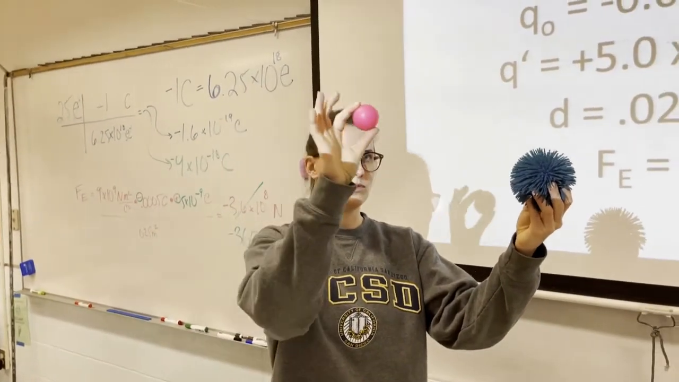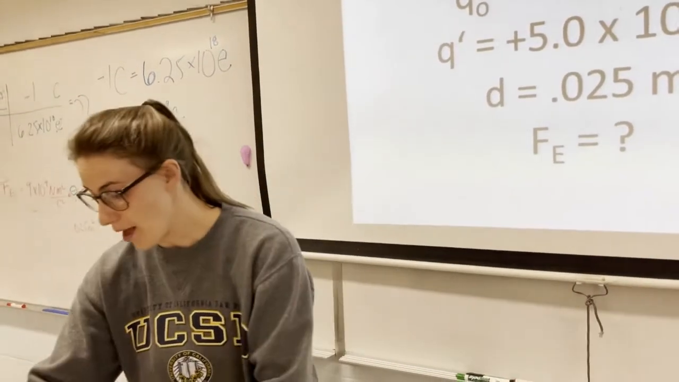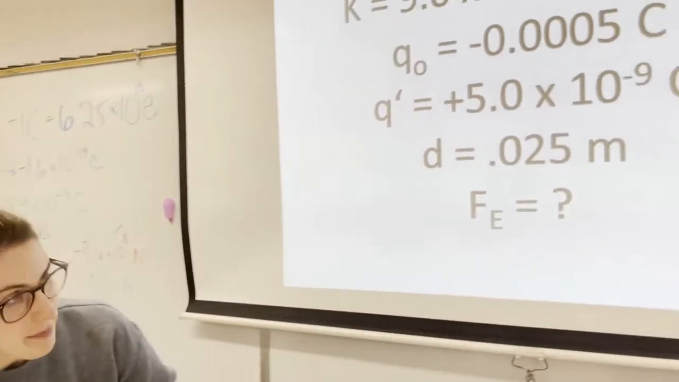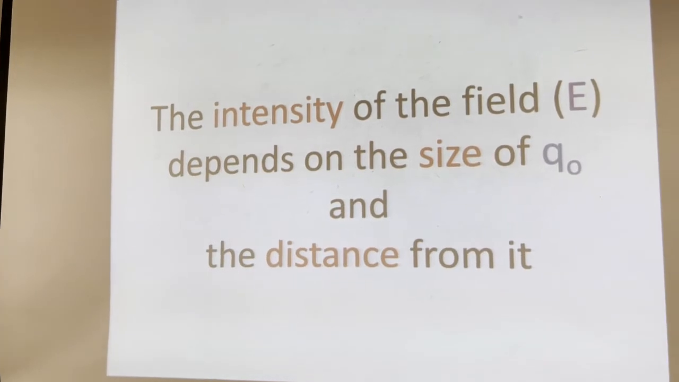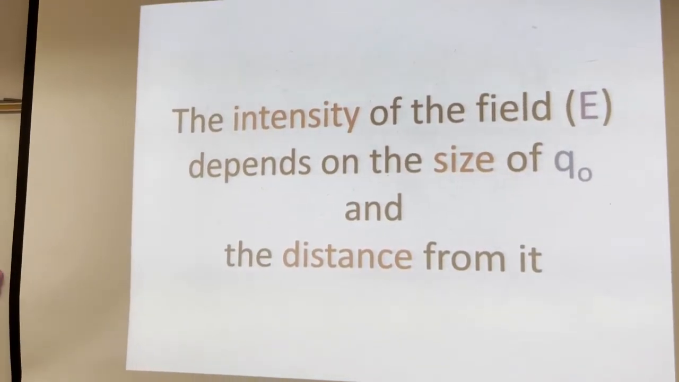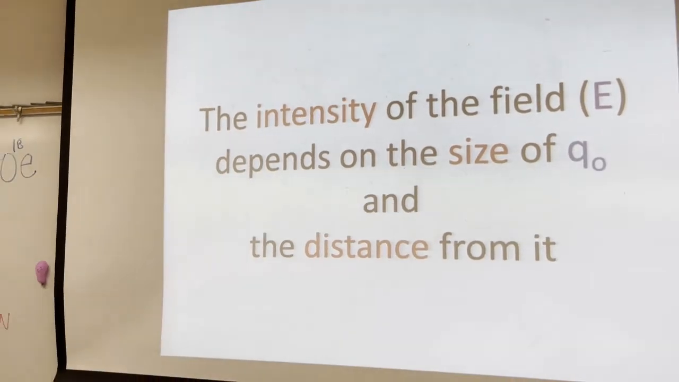At that particular point in the field, at that point right there. It's really close. All right. So the intensity of the field depends on the size of the originating charge and the distance from it.